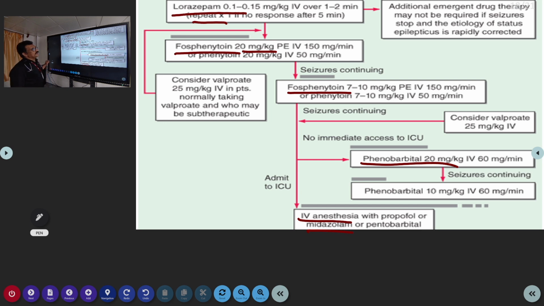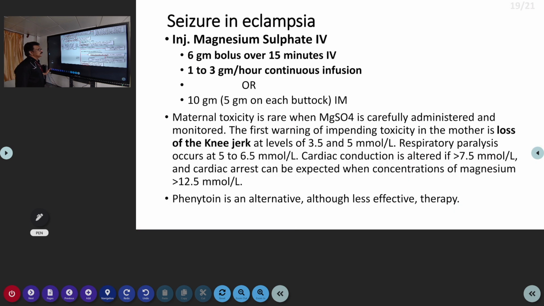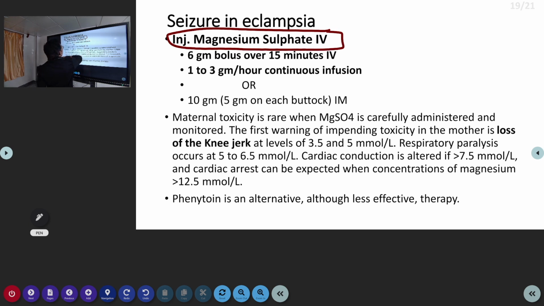We have to always take care of the patient's airway, breathing, and circulation. And eclampsia is a different topic when we are comparing it with seizures in a normal person. Here, the treatment of choice is delivery of the child, which is most important, but magnesium sulfate is one of the drugs which can reduce the BP and control the seizure in eclampsia. So that should be tried.